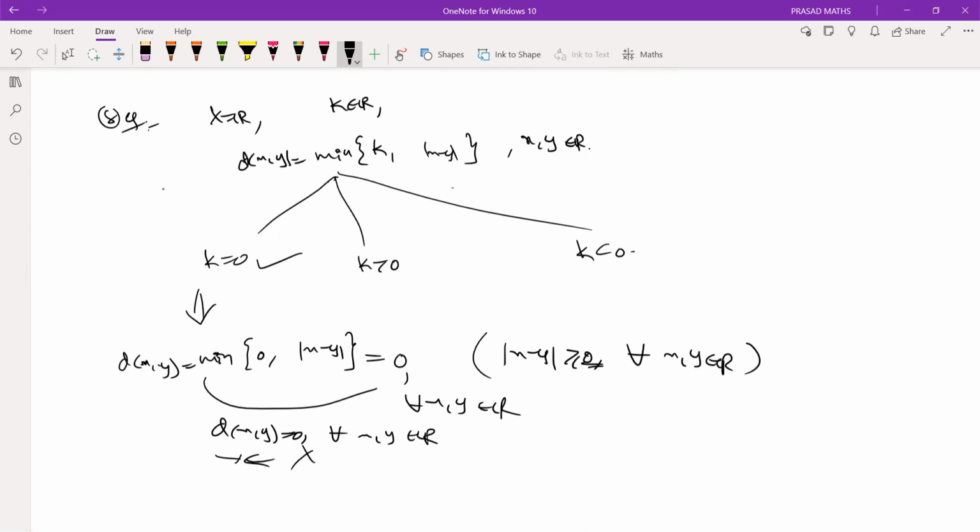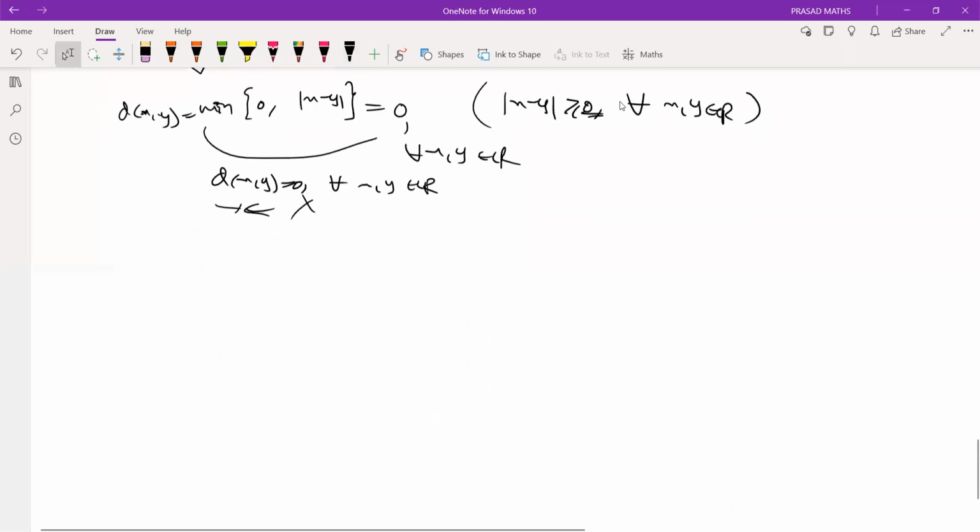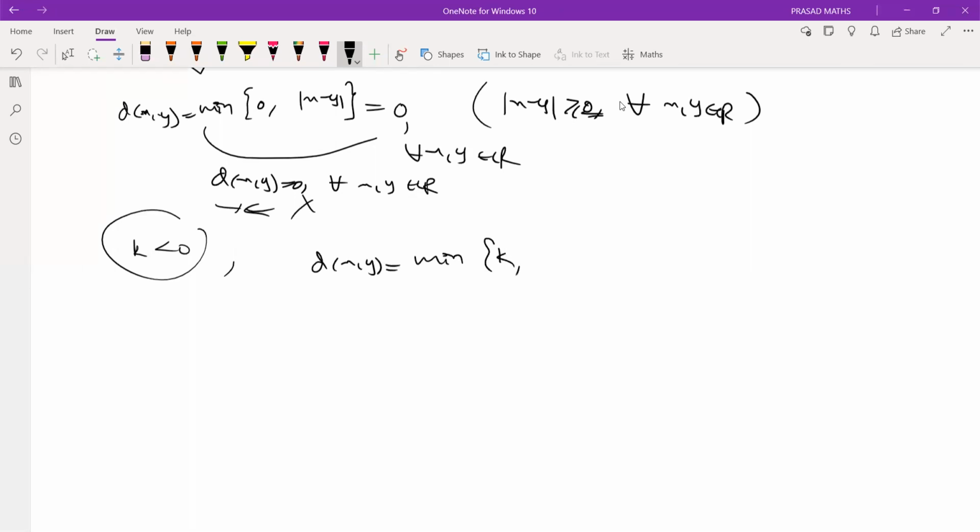Yes, sir. Okay. So therefore, what is my second case? Whenever k is positive, what happens? Suppose I want to counter k negative first of all. What is the k negative? So what is my distance function? You know, the distance function is nothing but the minimum of k comma mod of x minus y. So what is this actually?